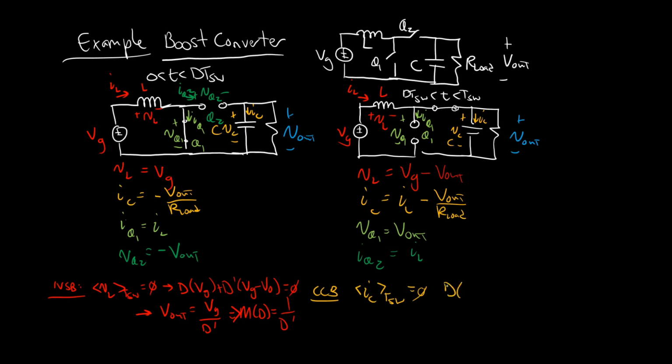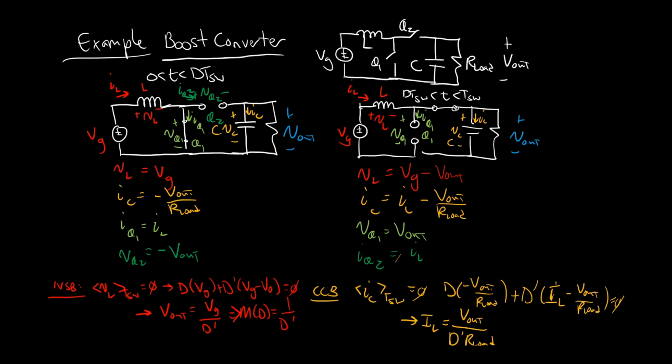So if I do this quickly again, we get minus V out over R load plus D prime times the average IL minus V out over R load, and that's equal to 0. Okay, cool. If you simplify this, what this says is that the average inductor current, and I didn't apply the small ripple approximation per se, I'm just saying that the DC component of the inductor current is equal to, in this case, V out over D prime R load. Great, right? And again, we see the conversion ratio here in the inductor current.